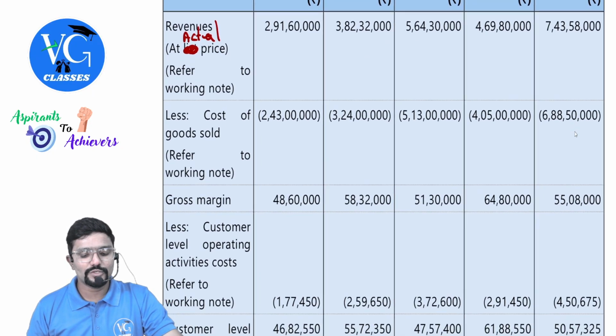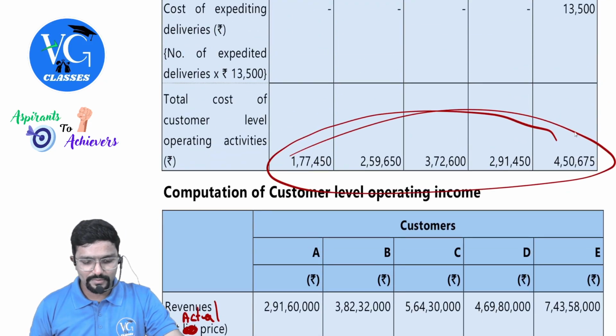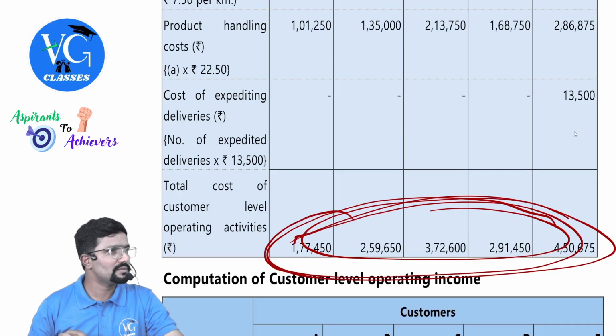Cost of goods sold will give gross profit. Then customer level operating cost, whatever we have got here, they have reduced it. And for this, don't add cost of goods sold. This is only the overhead part.